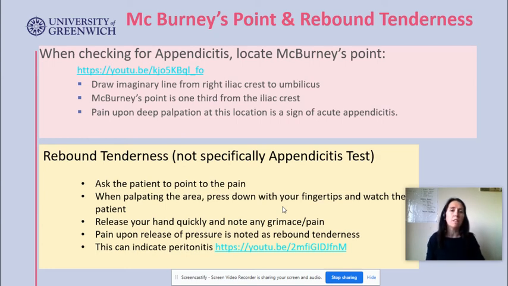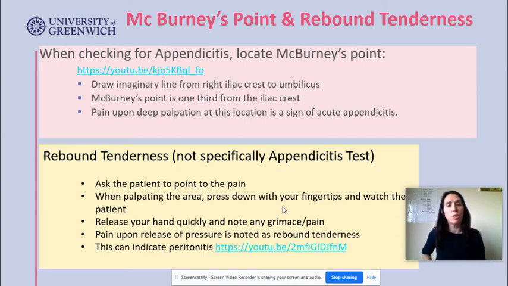So if you're suspecting somebody's got an appendicitis, I want you to start palpating for the pain very lightly in the lower left quadrant, move up to the upper left, then the upper right, and then very gently on the lower right. So this is how you find it. Draw an imaginary line from the right iliac crest to the umbilicus. McBurney's point is 1/3 from the iliac crest.